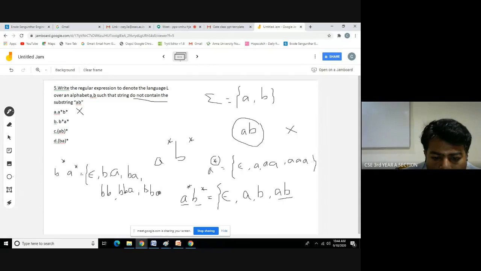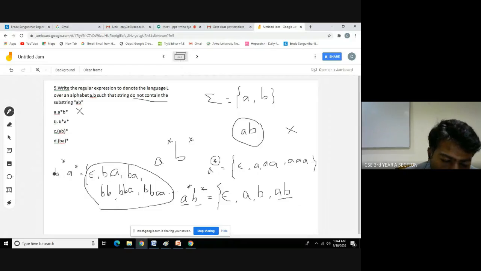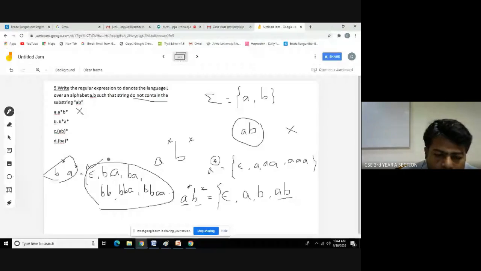So according to the given condition, these are all the strings that can be generated. In the generated strings, there is no AB as a substring. Why? Because the first string is B, and once B comes, it is followed by only A. Either epsilon is accepted, B is accepted, or A is accepted. That is not the condition. My condition is that the substring AB is not contained in the given language. So BA is also accepted, BB is also accepted, BBA is also accepted.